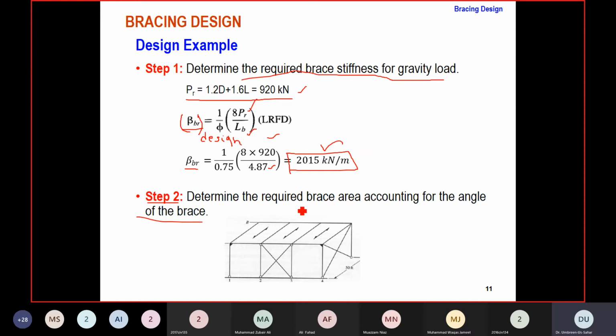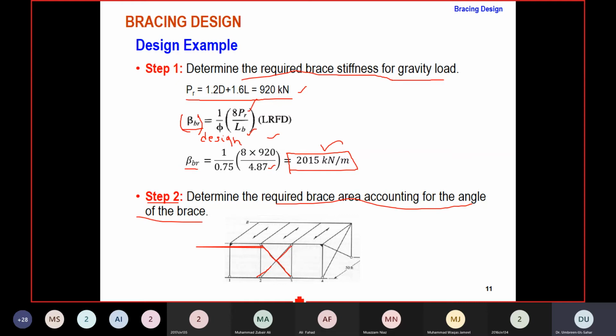Step number 2, you have to determine the required brace area accounting for the angle of the brace. Okay, so if it were not there, then directly you can calculate by using the strength equation, the load equation, but here the angle is incorporated because your nodal brace is at an angle of inclination. So that is going to give a certain complication.